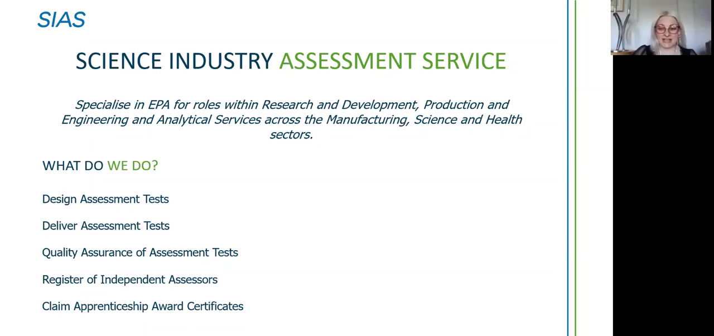And it is SIAS's responsibility to claim the apprenticeship award certificate at the end. So by the time you receive confirmation in writing from SIAS that your apprentice has passed or achieved a distinction, we will already have started the process to apply for the apprenticeship certificate. And once we receive that, we send it to the apprentice at the address of the employer, unless you tell us otherwise. Okay, so that's how we work.